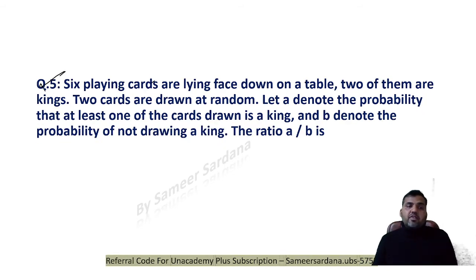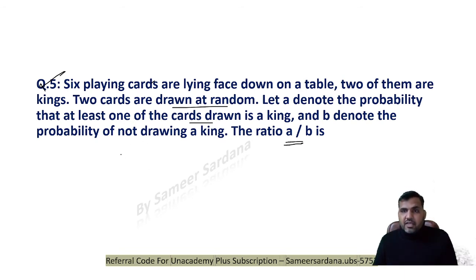Here's the next question from GMAT. 6 playing cards are laying face down on a table. 2 of them are kings. Two cards are drawn at random. Let A denote the probability that at least one of the cards drawn is a king, and B denote the probability of not drawing a king. The ratio of A to B is what?